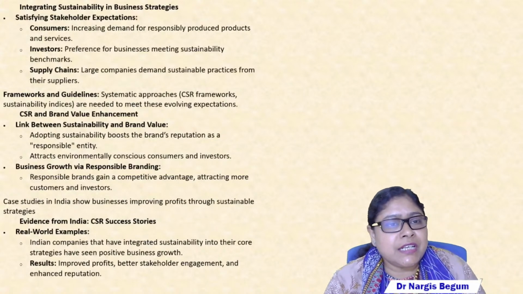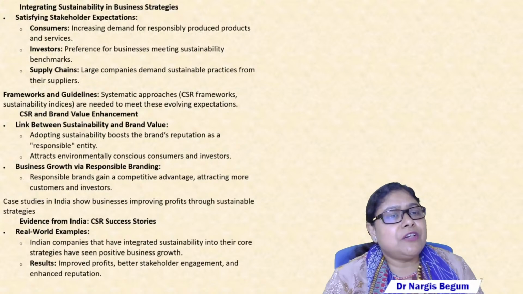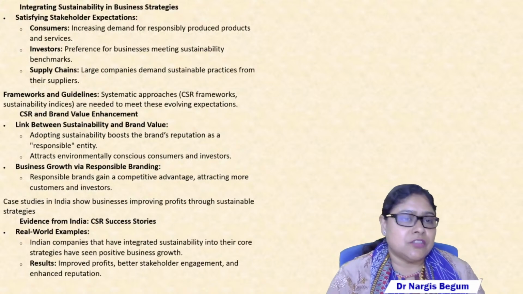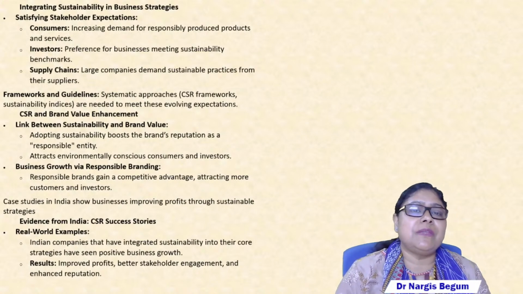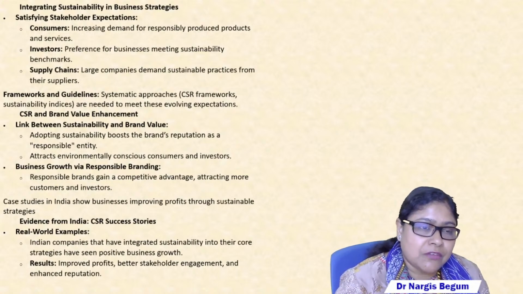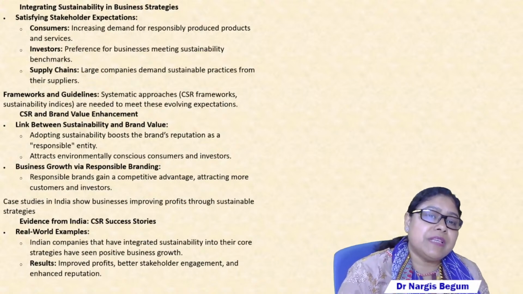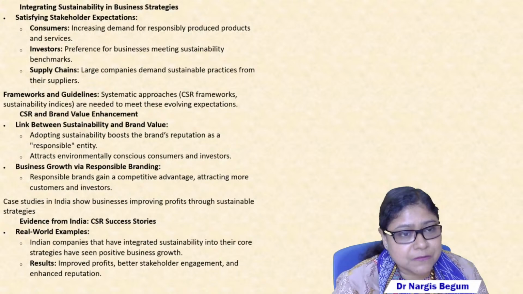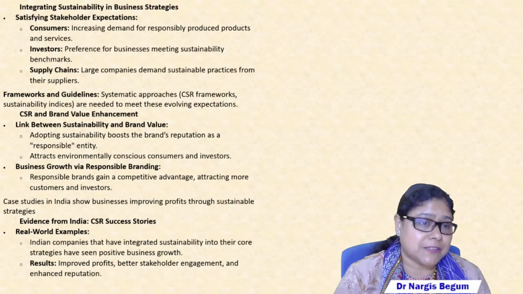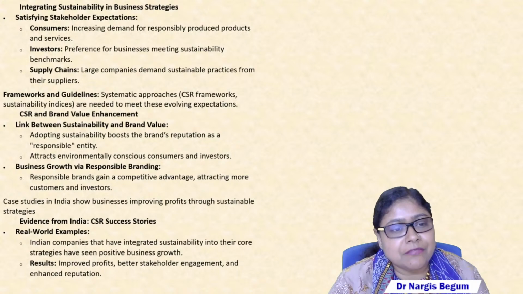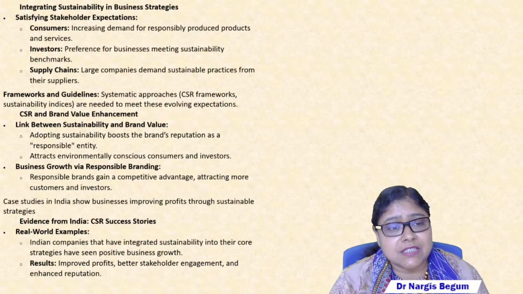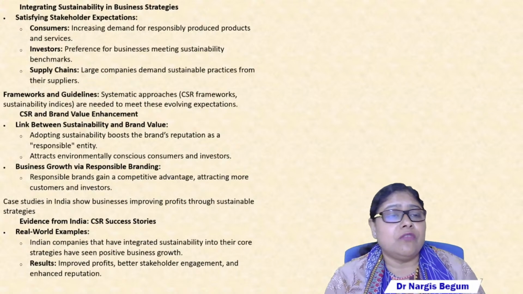Now, when we are integrating this sustainability in the business practices, we need to satisfy the stakeholders' expectations. What is satisfying the stakeholder expectation? One is the consumer. That is, we need to increase the demand for responsibly produced products and services. Preference, what are the investors doing? The preference is for businesses that must meet the sustainability benchmarks. When we come to the supply chain, large companies demand sustainable practices from their suppliers. Now, what are the different important frameworks and guidelines? Systematic approaches, including CSR frameworks and sustainability indices, are needed to meet the evolving expectations.